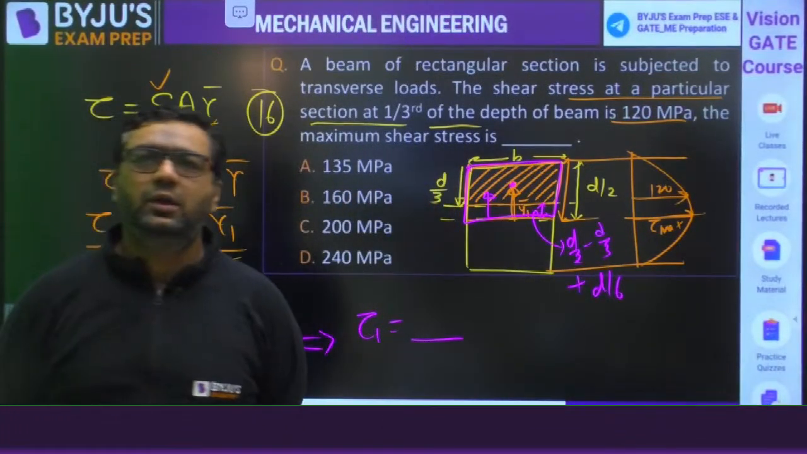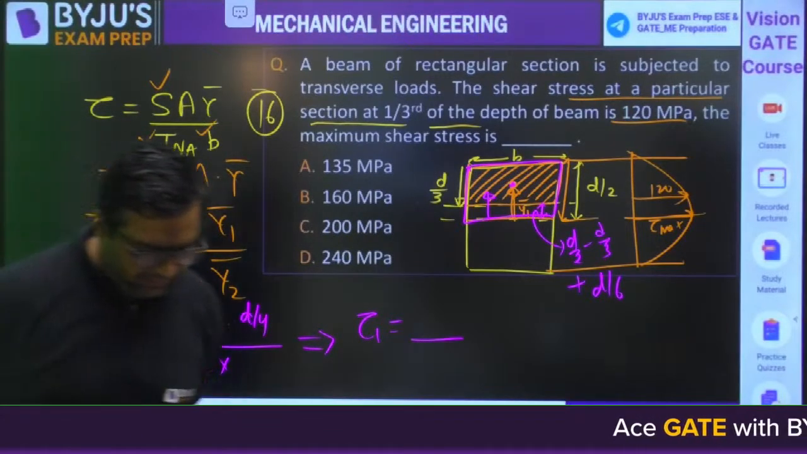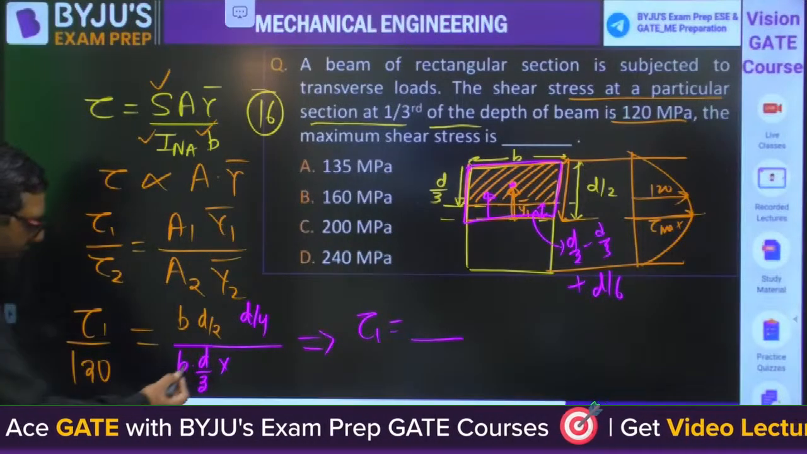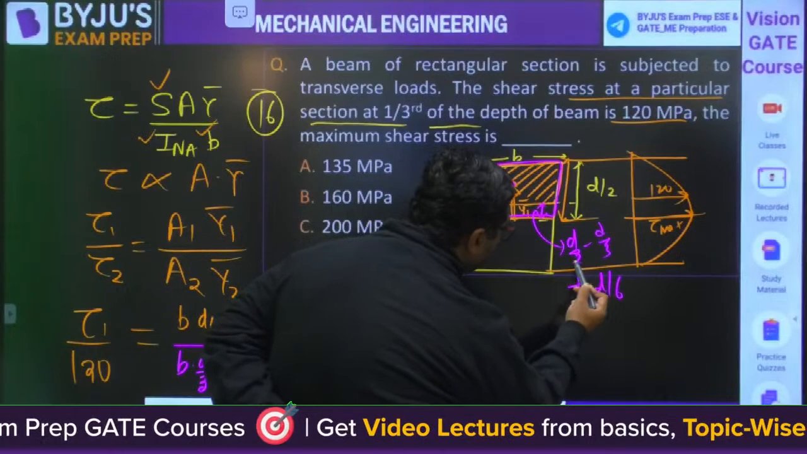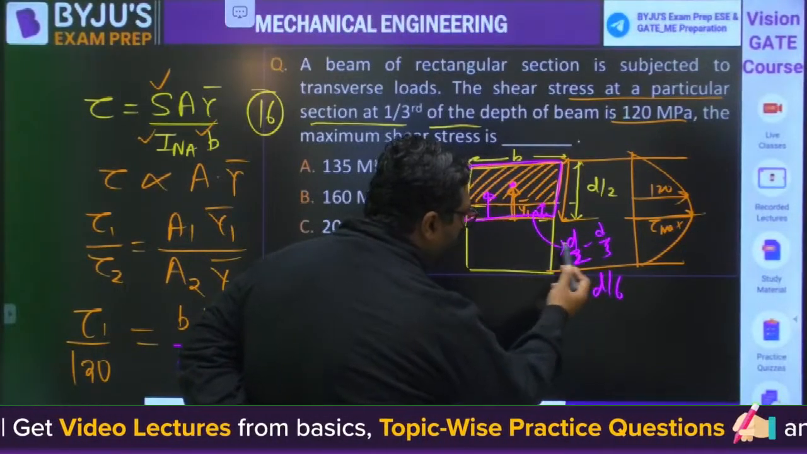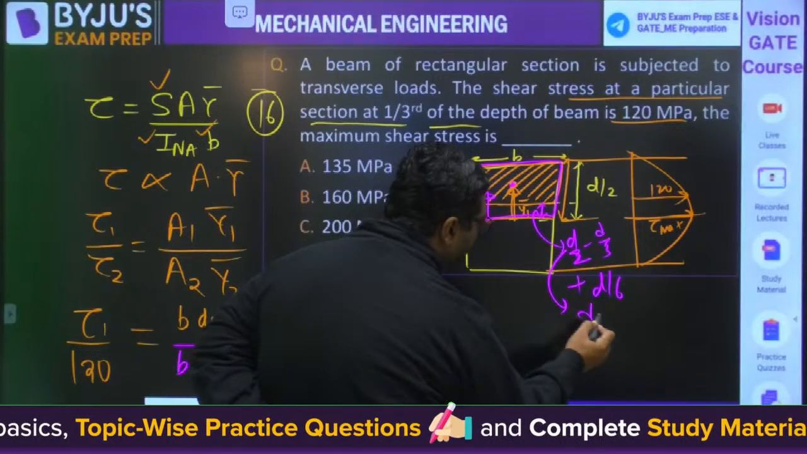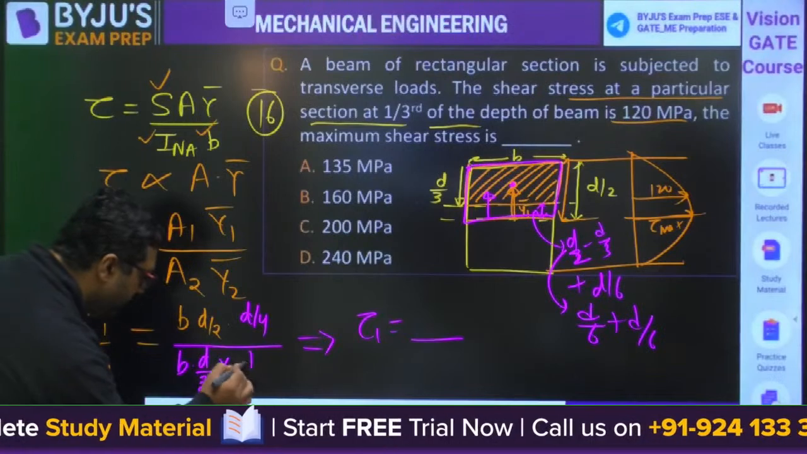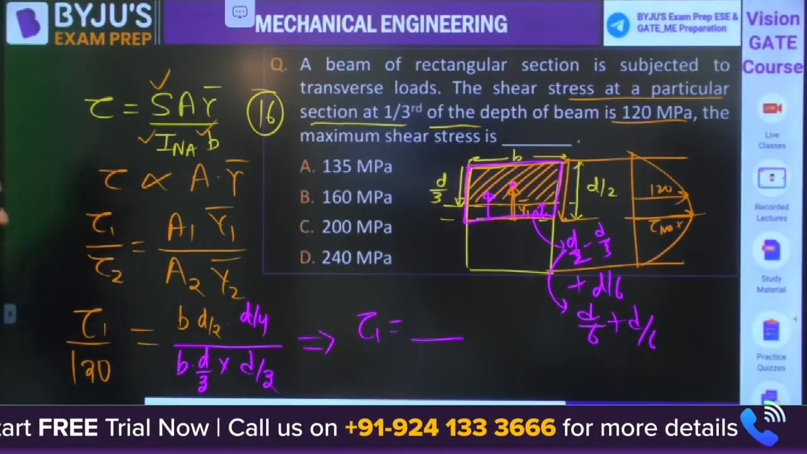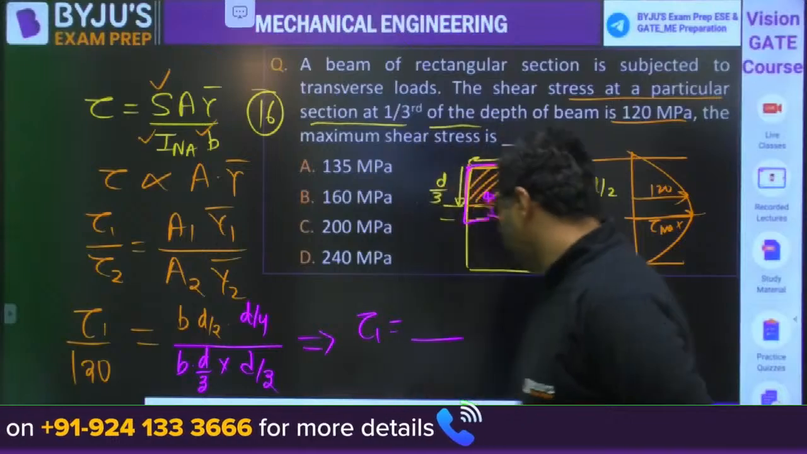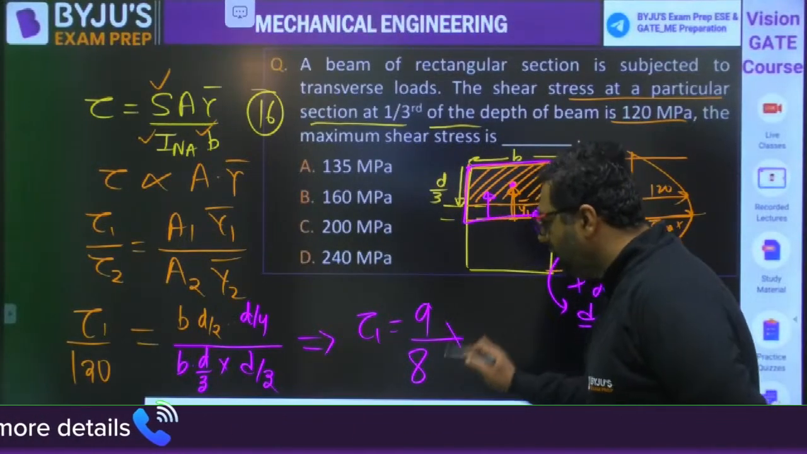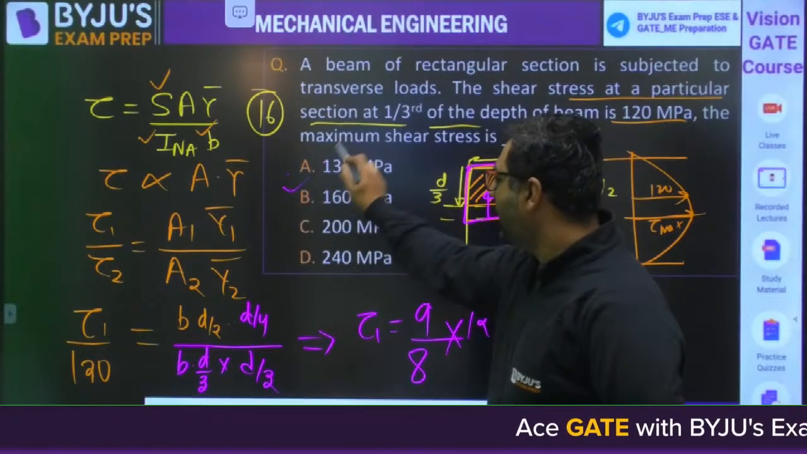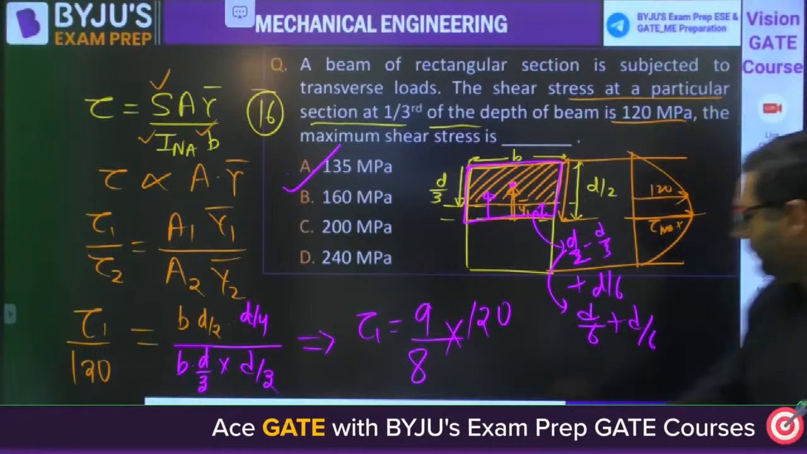Very good. So Tangi Siva, I have said the answer to be A. What about others? D by 2 minus D by 3 is going to be 3D minus 2D, which is D by 3. So D by 6 plus D by 6 is D by 3. When you solve it, it will come out to be 9 by 8. So the answer is 9 by 8 into 120, which is 135. A is the right answer. Clear for everyone? Please tell me that.